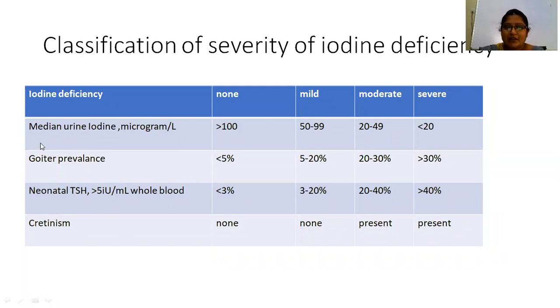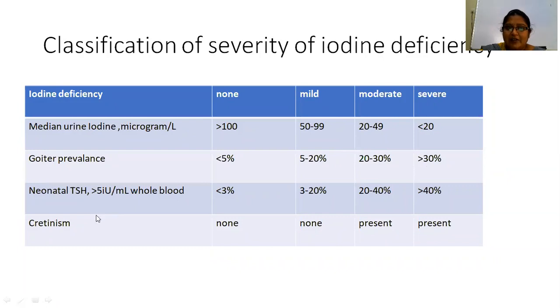Coming to median urine iodine levels. When there is no iodine deficiency, it's more than 100. In case of mild deficiency, it's 50 to 99. In case of moderate, it is 20 to 49. And in case of severe, it is less than 20. Then goiter prevalence: it is less than 5% in non-endemic areas. In case of mild deficiency, it is 5 to 20%. Moderate deficient areas, 20 to 30%. And severe deficient areas, more than 30%.